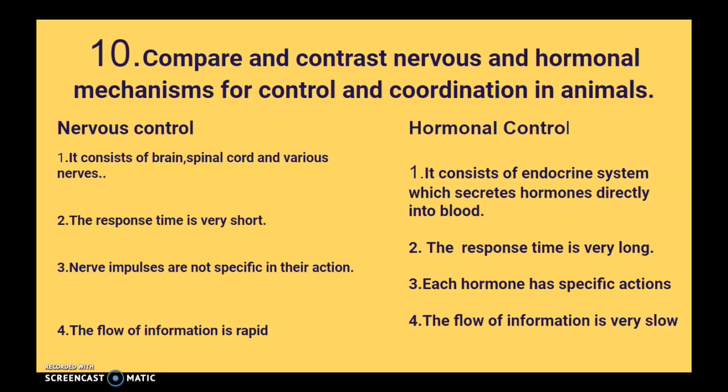The response time is very short in the case of the nervous system, whereas in the hormonal system the response time is very long. Point number 3, nerve impulses are not specific in their action in the case of the nervous system, whereas in the hormonal system you need to write down each hormone has specific actions. Point number 4, the flow of information is rapid in the nervous system, whereas in the hormonal system the flow of information is very slow.